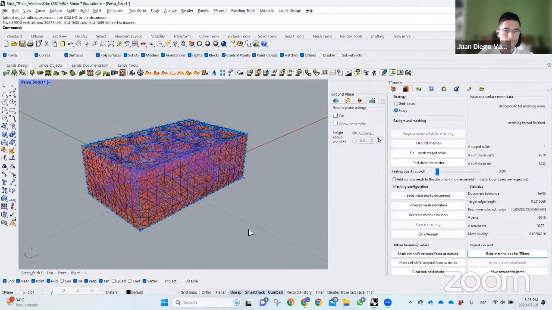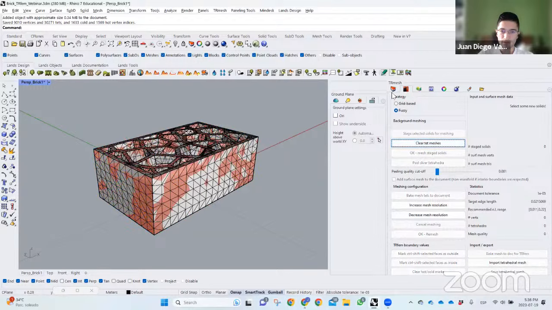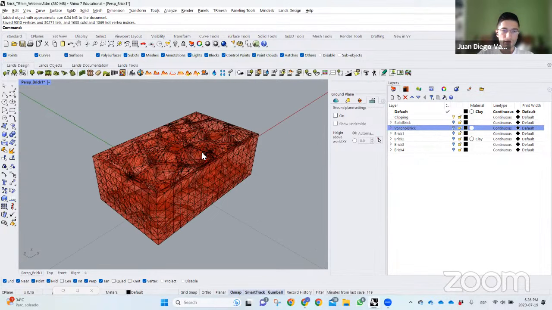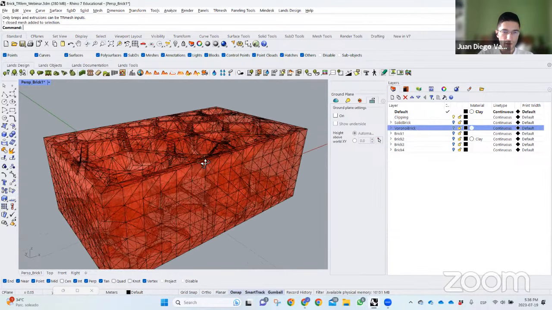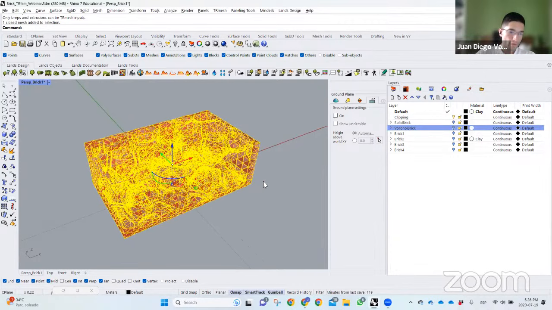Okay, so now you can see this red mesh. It means that it's been baked. So I'm going to clear the dead meshes, and I'm going to just turn off this layer so that you can see the mesh. This is the result we got. It looks quite nice, and you can see it adapted really good to our geometry. So now we're going to go to Grasshopper to see how TRfem works.